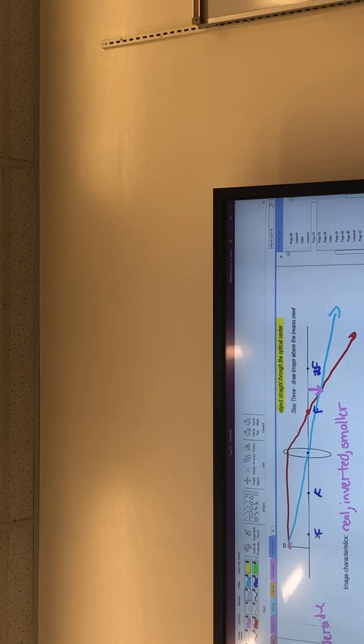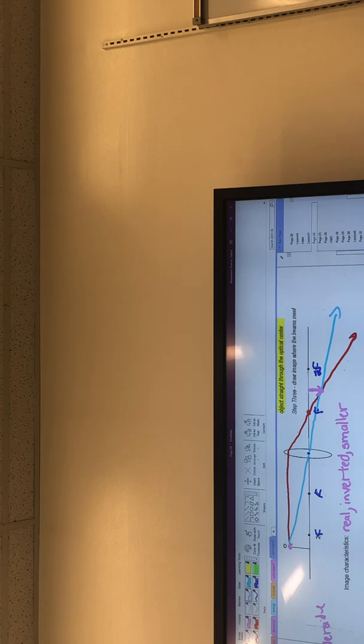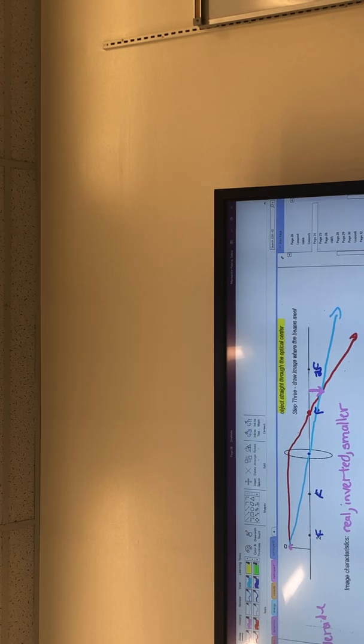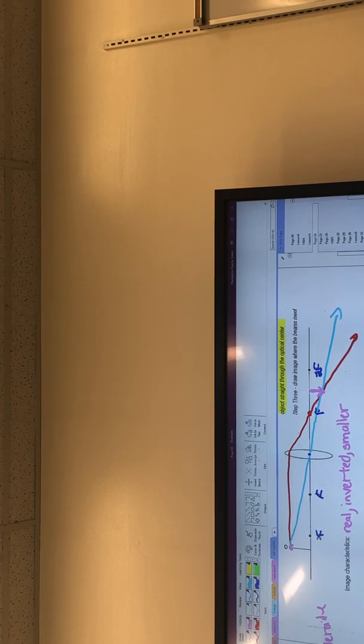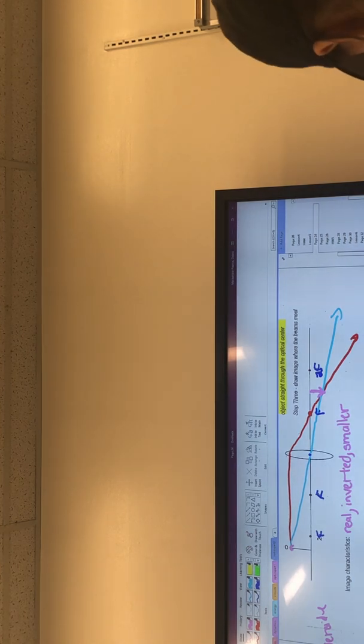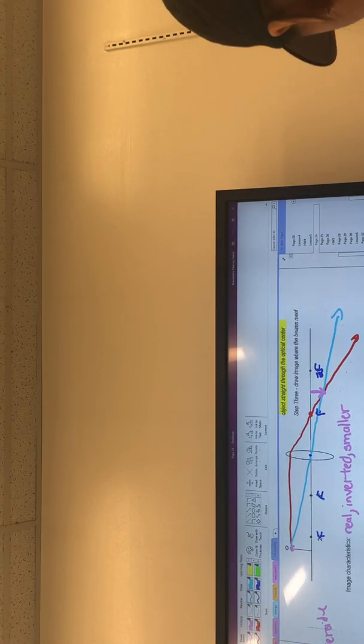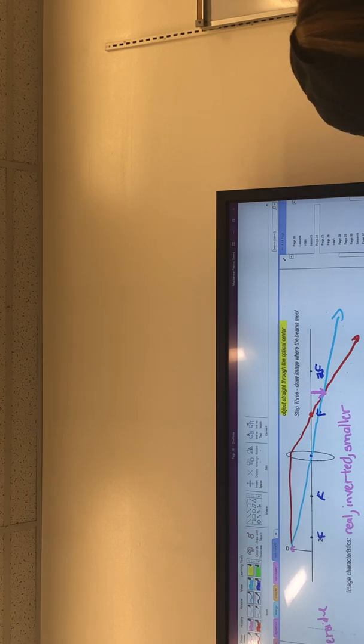So this is real, inverted, and anything at 2F or at the C is same size.